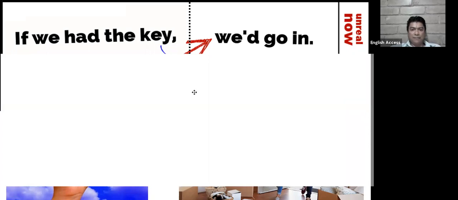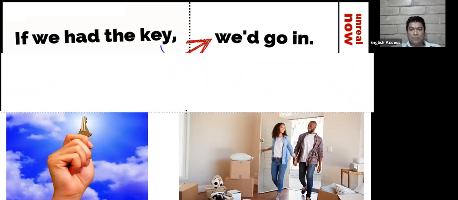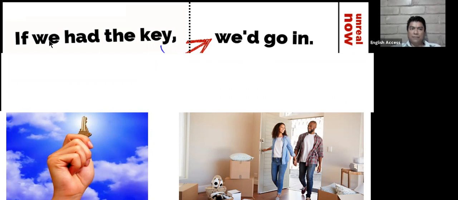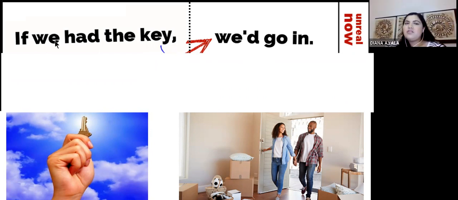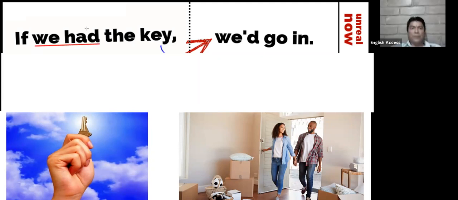What is that? What is it, guys? Do you know? Do you remember? Can you tell? That's a present result. And this? That is a past situation, an unreal situation. So this is a second conditional. Look, if we had. So that's in simple past. Is that a simple past situation?